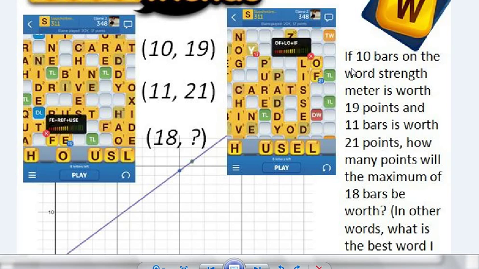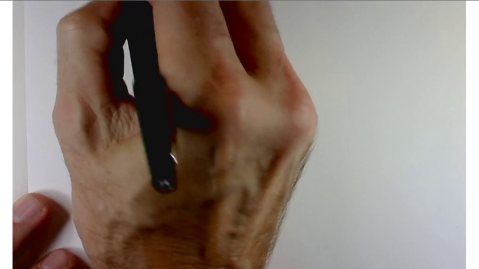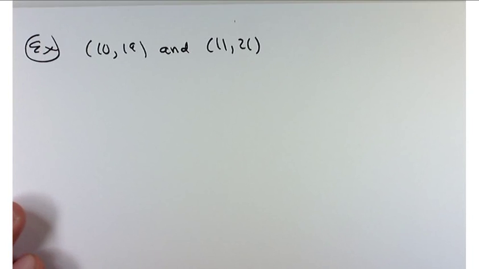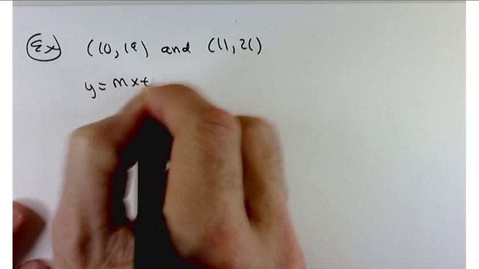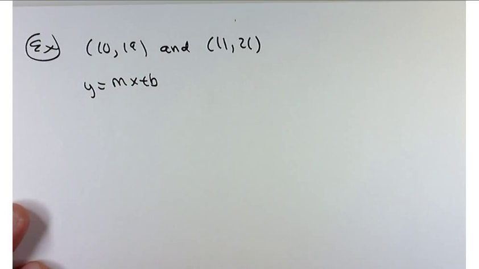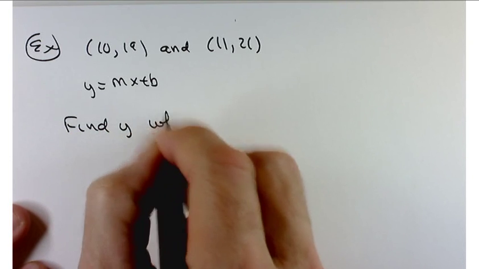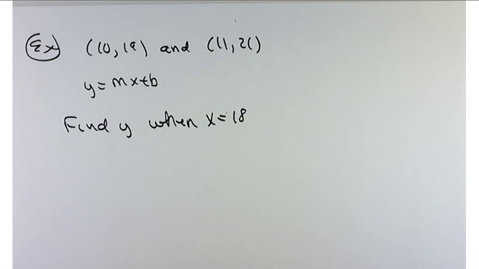Let's figure that out. In fact, you're going to figure that out. What I want you to do is find the equation of a line between these 2 points. So let's see, you had coordinates of 10 and 19 and 11 and 21. So those are the 2 points. Find the equation of a line, put it in slope and intercept form, y equals mx plus b. And then find y when x equals 18. What is that maximum point value going to be?